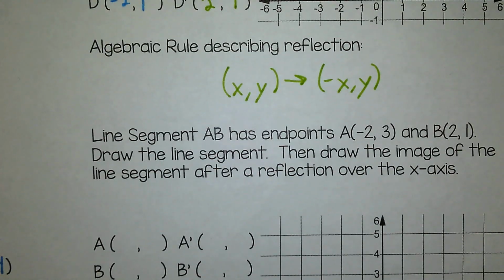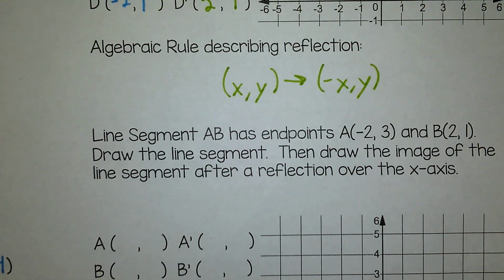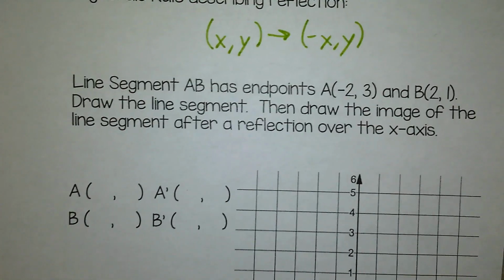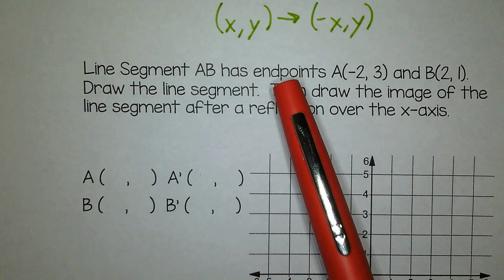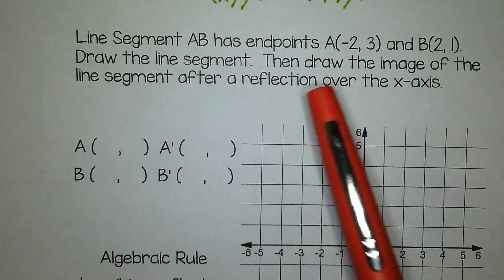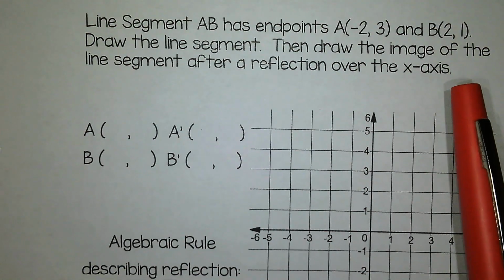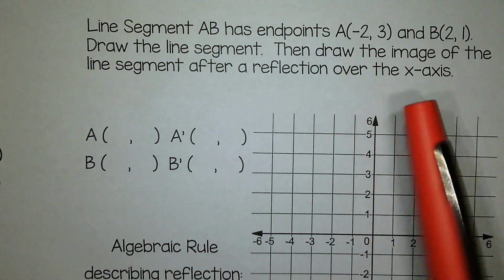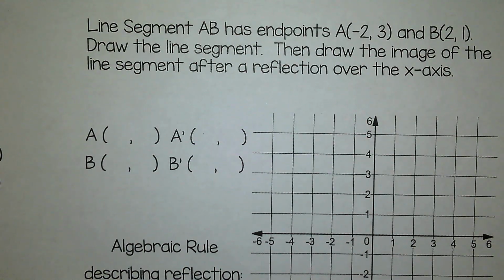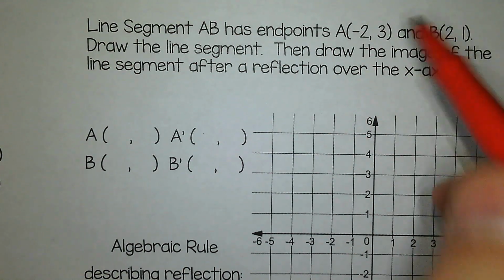Okay, for the next one, the last one, I want you to do two things. I know the question only tells you to plot AB and then reflect it over the x-axis. Well, we're going to do a reflection over the x, and we're going to do a reflection over the y. So the first thing we do is we need to plot the points.